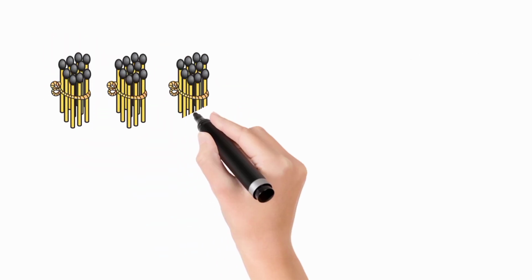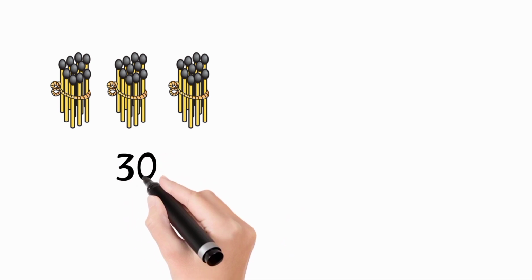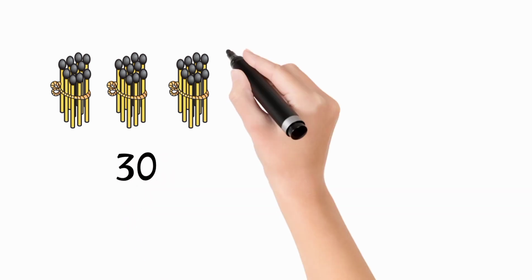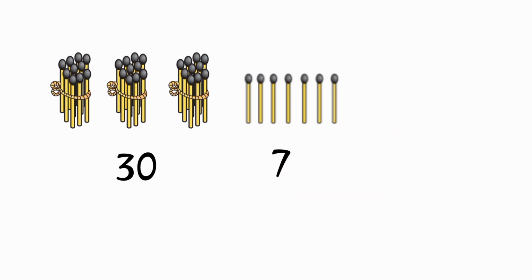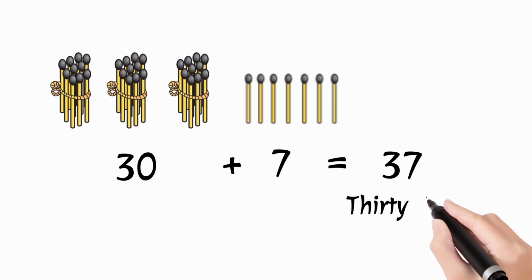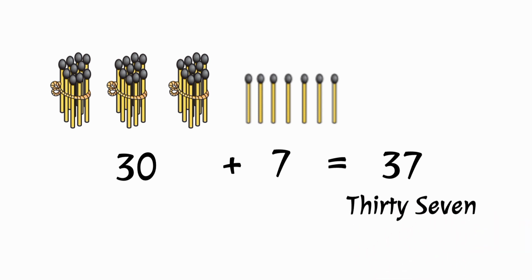Now we have 3 bundles which means 30 and 7 loose matchsticks. So 30 plus 7 is equal to 37. 3 tens and 7 ones, 37. इसे 37 कहते हैं.